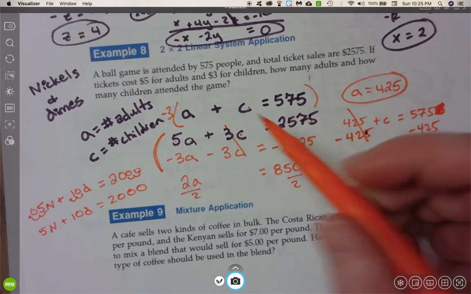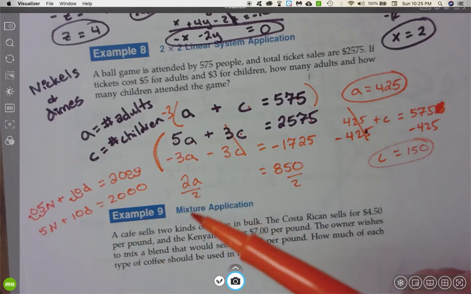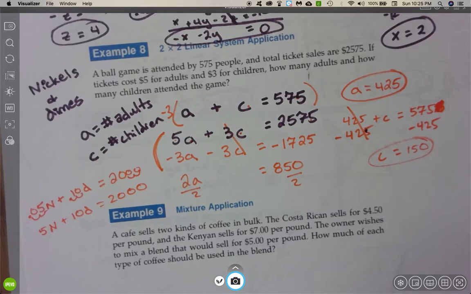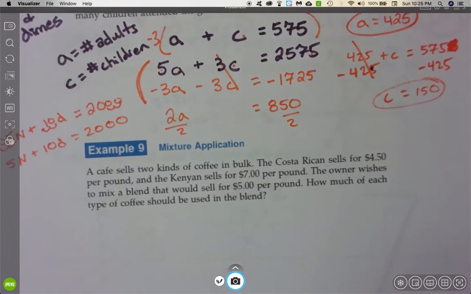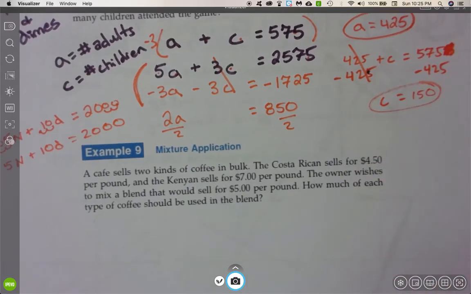Same thing with adults and children, but you have to be careful with decimals when they give you change. Okay, all right, last one, mixture application. A cafe sells 2 kinds of coffee in bulk. The Costa Rican sells for $4.50 per pound, and the Kenyan sells for $7 per pound. The owner wishes to mix a blend that would sell for $5 per pound. How much of each type of coffee should be used?